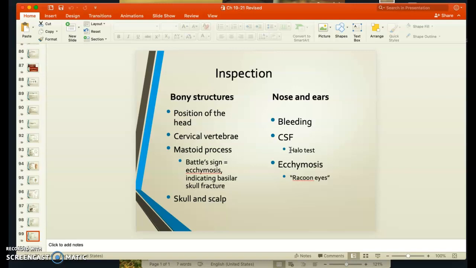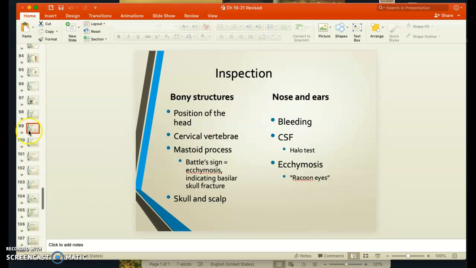If you happen to notice somebody gets hit and it looks like their nose is running, it might be a good idea to take a Kleenex or a piece of gauze and try the halo test. We call it that because the outer ring is yellow, but the inner stays white. So you see that halo, and that tells us that there's CSF. That lets us know that there's a leak. There's probably a skull fracture. Things are going to get serious here very, very soon.